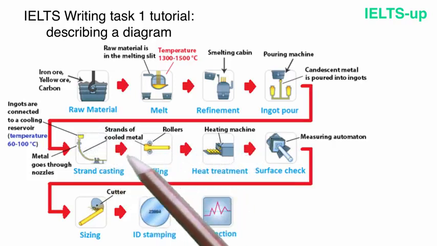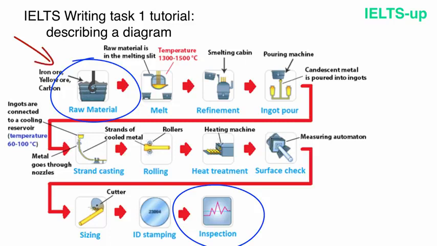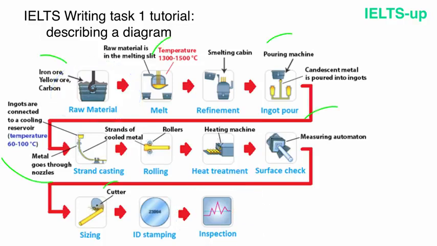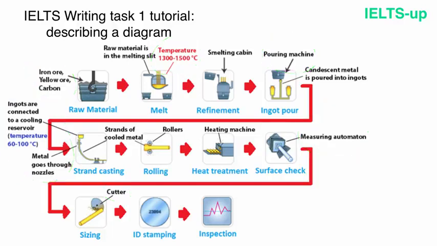The first thing you need to do is to find the beginning and the end of the process. In our case, we start from the raw material and end with inspection. You can see that this diagram has a lot of additional information. This information is provided for almost every stage of your process, but we don't need it for now. We'll focus on it later.